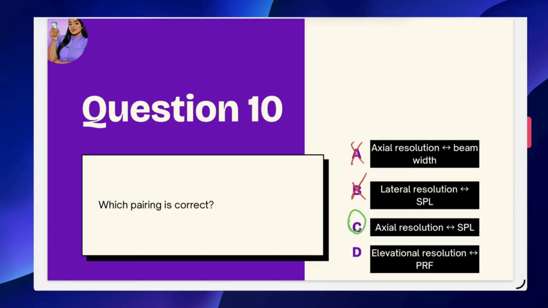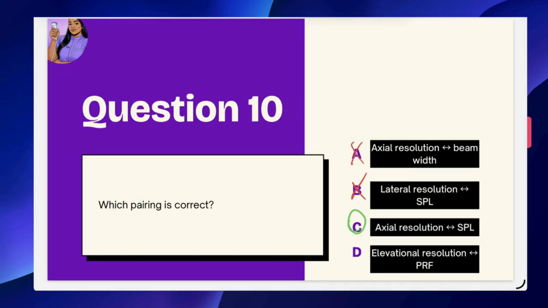And then D says elevational resolution and PRF. Yeah, that definitely does not apply here. Elevational resolution, or our slice thickness, what does that have to do with, guys? The beam's what? Hi, Izzy. Yes, for crisper images, especially in regards to axial resolution, we want short pulses or short SPL, and we get that with increasing the frequency. You are 100% correct.